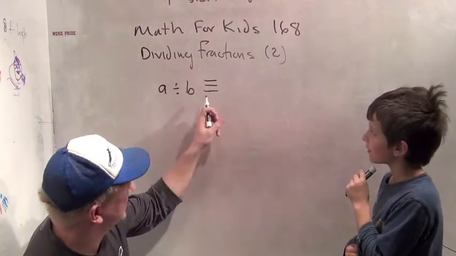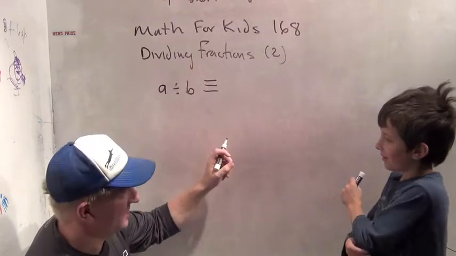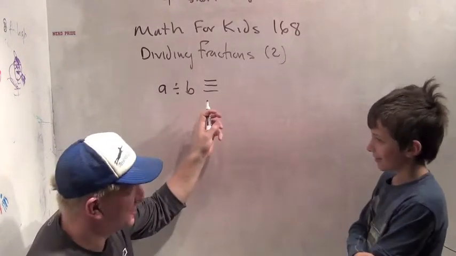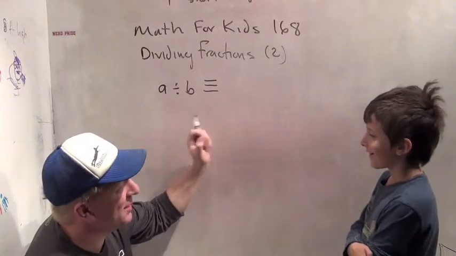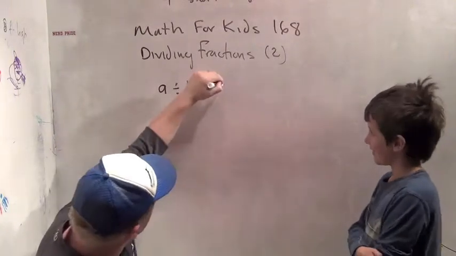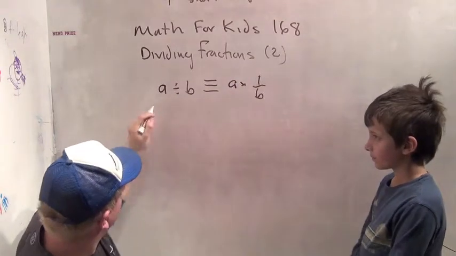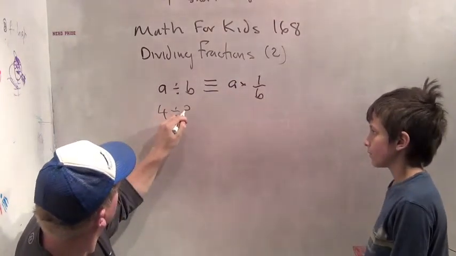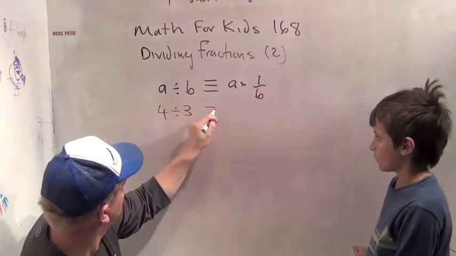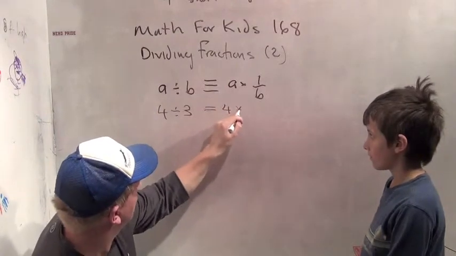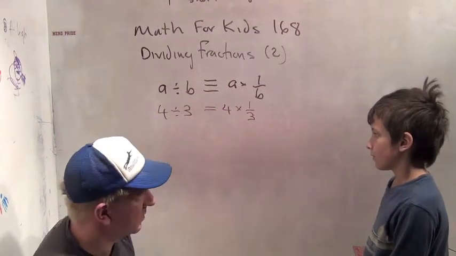Okay? Defined, that's the defined symbol. It means super equals. Like, it's so equal it needs 3 lines. A divided by B is defined as A times 1 over B. So for example, 4 divided by 3 just means 4 times 1/3. Okay?